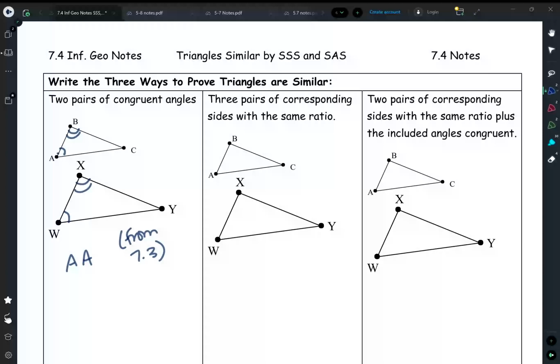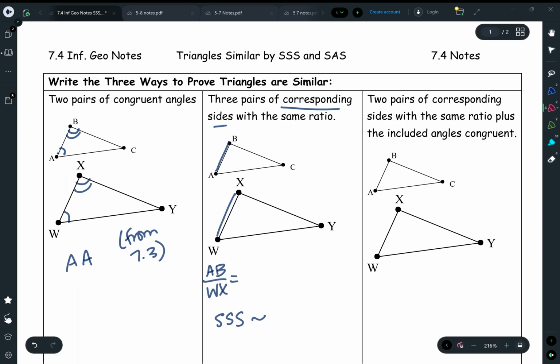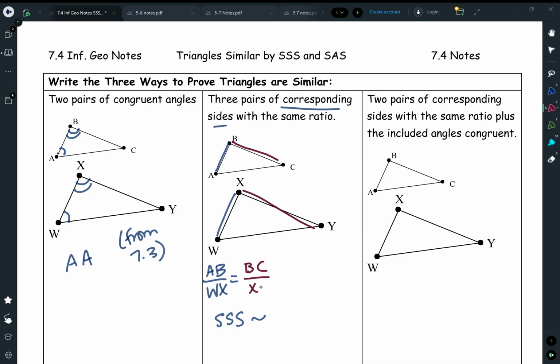So this one is side similarity. And the way we would prove that is by showing that all three pairs of corresponding sides have the same ratio. I'm so used to saying congruent. I'm going to have to train myself before this chapter. So AB divided by WX would be the same as BC divided by XY, which would be the same as the ratio of AC to WY.